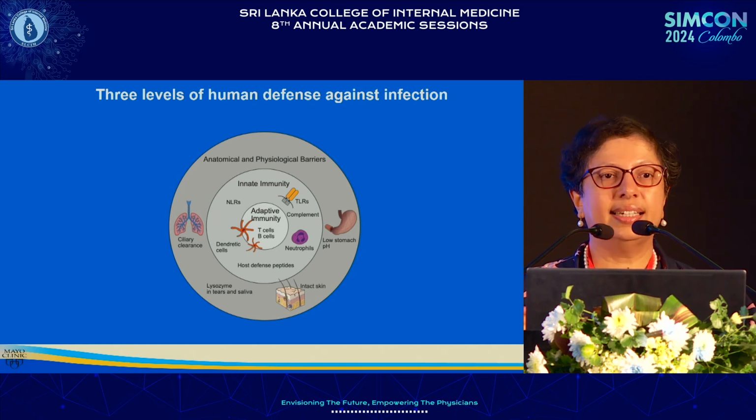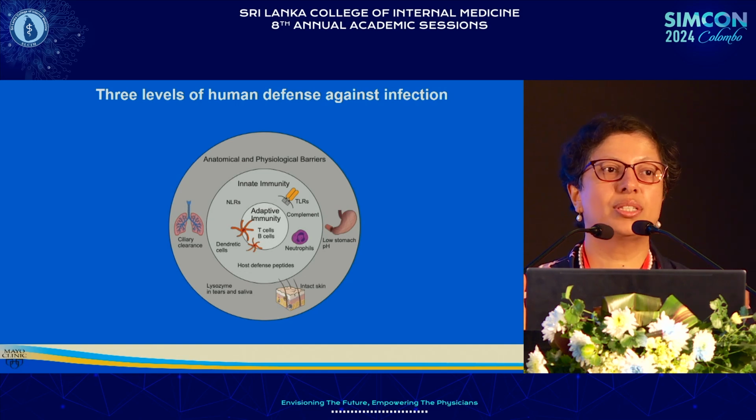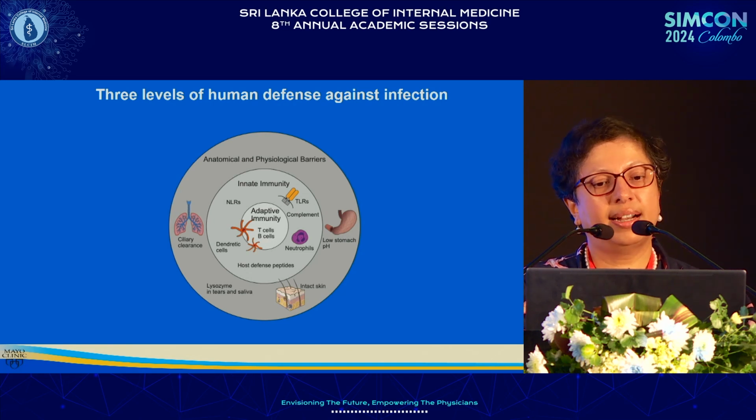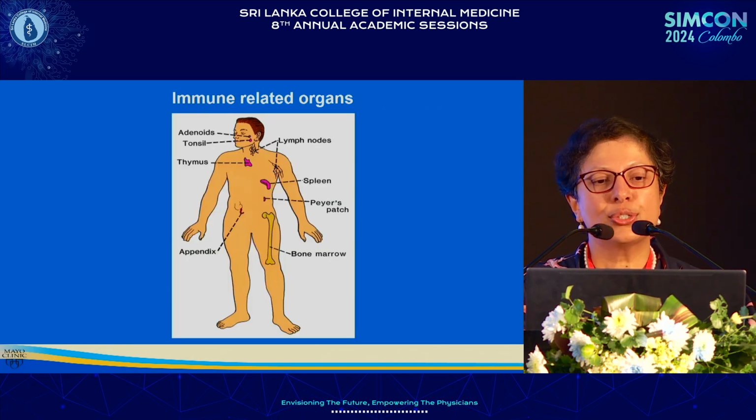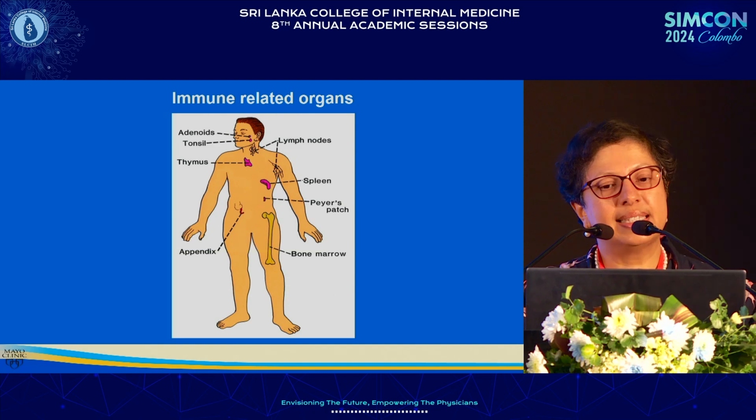It's static. It does not improve over time. This is what we are born with. And adaptive, the innermost, grows with us as we grow old. And the major players here are the T and B lymphocytes. So these are the different lymphoid organs in our body.